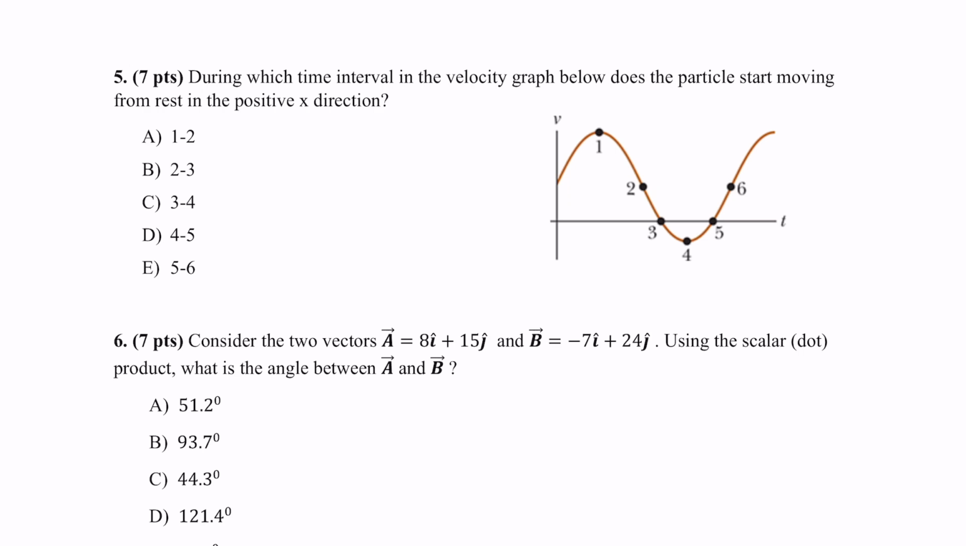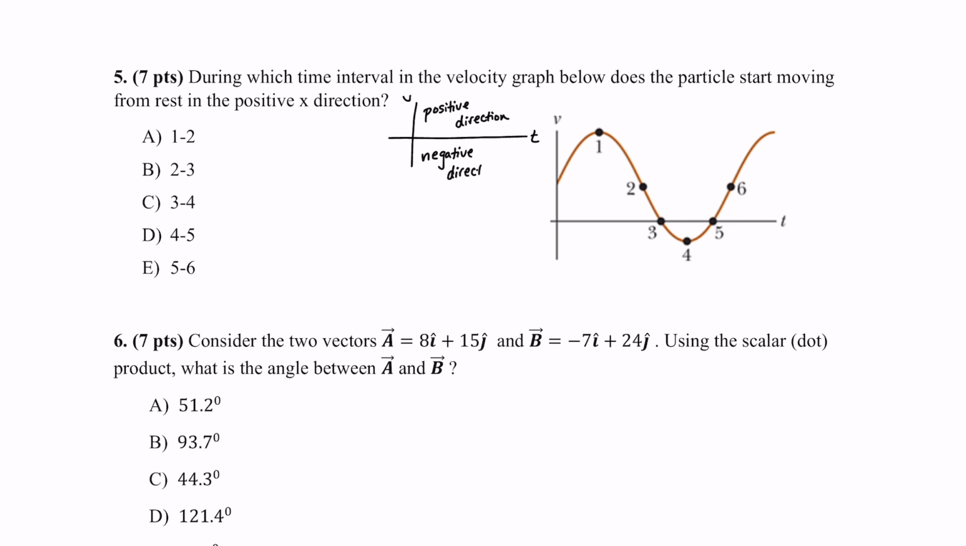Problem 5 asks, during which time interval in the velocity graph below does the particle start moving from rest in the positive x direction? The key thing to remember is that on a velocity versus time graph, anything that occurs in the upper half plane shows motion that moves in the positive direction, and everything in the negative half plane shows motion moving in the negative direction.